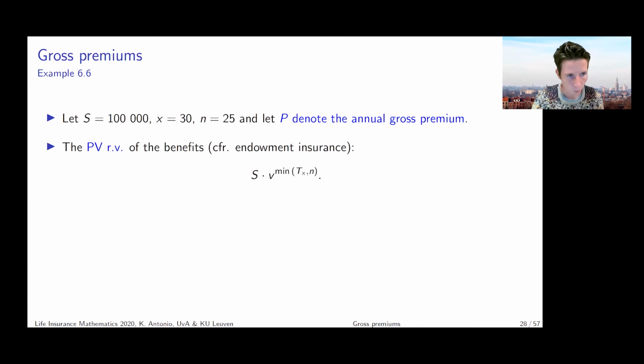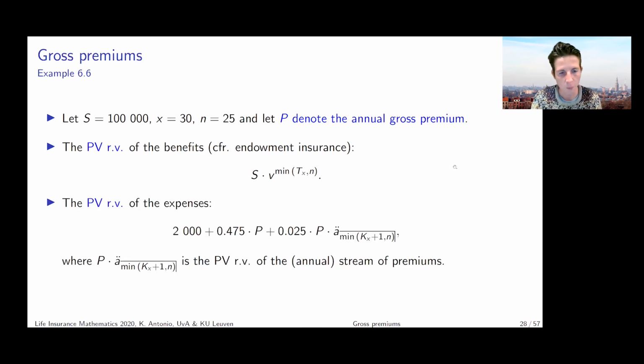If I look at the present value random variable of the benefits, then I think about what I learned in chapter 4 on endowment insurances. And then I said, okay, the present value random variable, that's V to the power the minimum of X and N. That's for a €1 product, so here I need to multiply with S, because S is my insured amount. If I look at the present value random variable of the expenses, that's the new kid on the block.